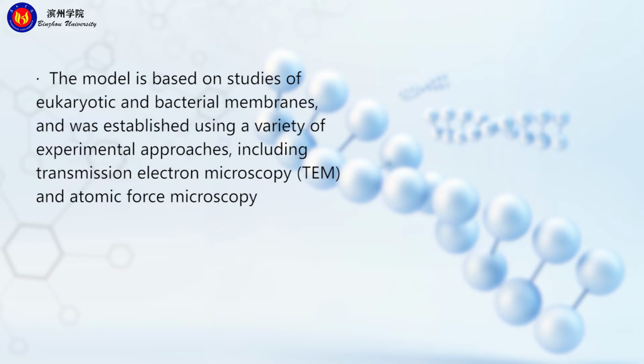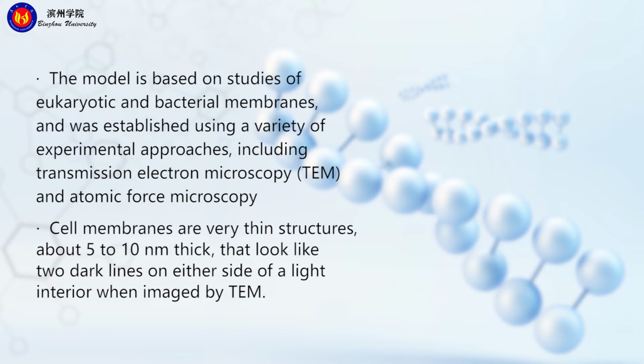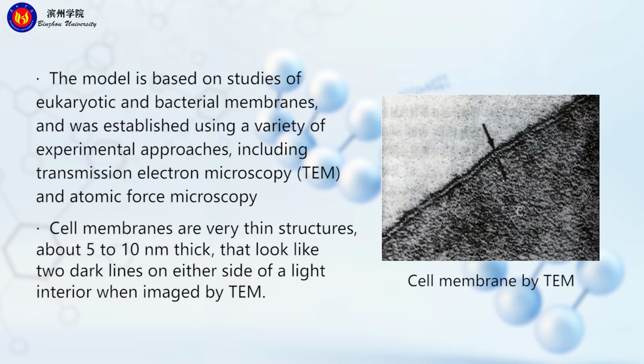The model is based on studies of eukaryotic and bacterial membranes and was established using a variety of experimental approaches, including transmission electron microscopy and atomic force microscopy. Cell membranes are very thin structures, about 5 to 10 nanometers thick, that look like two dark lines on either side of a light interior when imaged by TEM. You can see it in this picture.